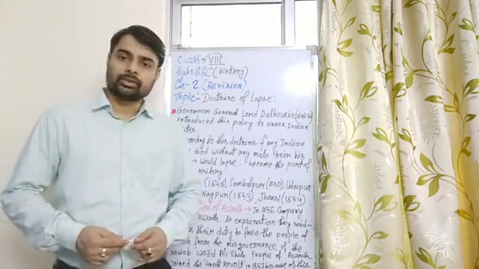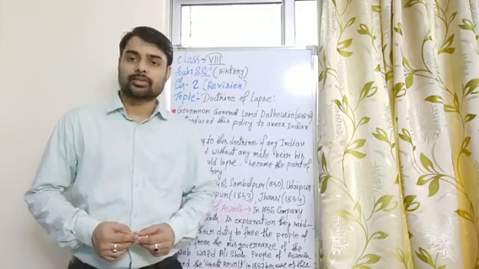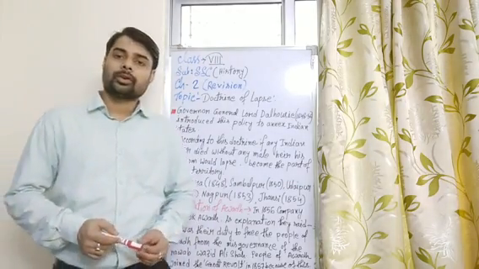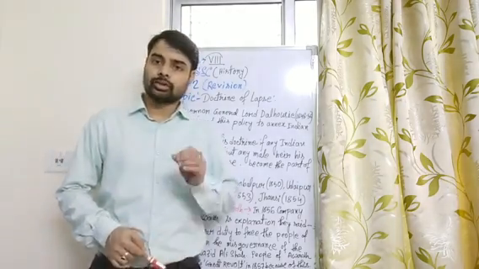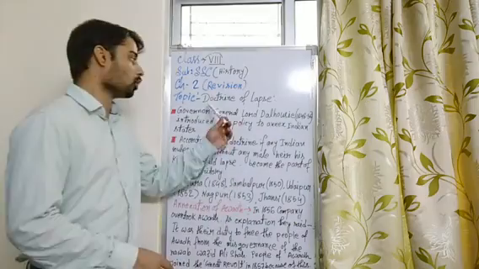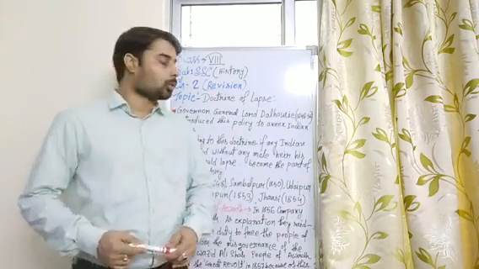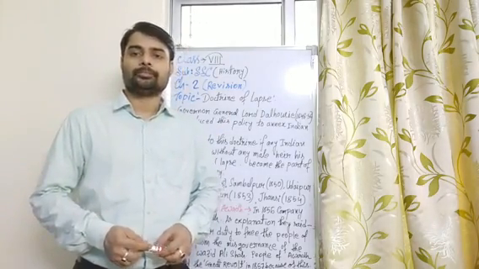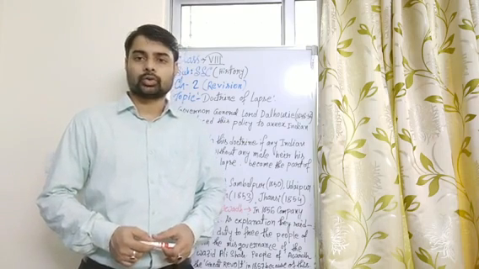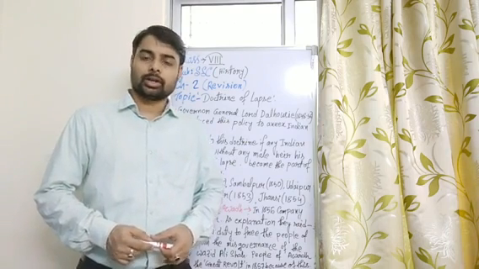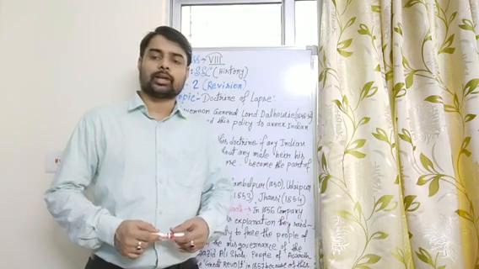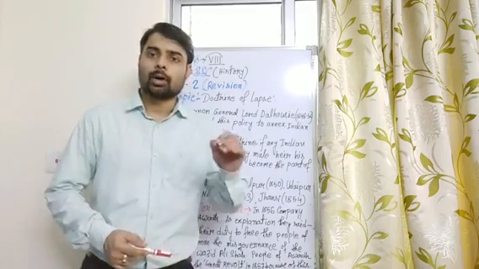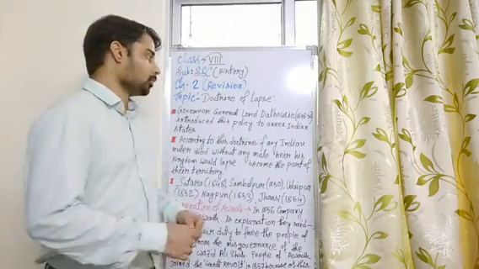Today I am going to revise another subunit from your second chapter of history, and the name of the chapter is From Trade to Territory. Today's topic from that chapter is the Doctrine of Lapse. So what is the Doctrine of Lapse? In the previous class I discussed the battle with the Marathas and also the policy of paramountcy. Now today we are going to discuss another policy that was introduced by the British East India Company to annex Indian states one by one. So let's begin this subunit.